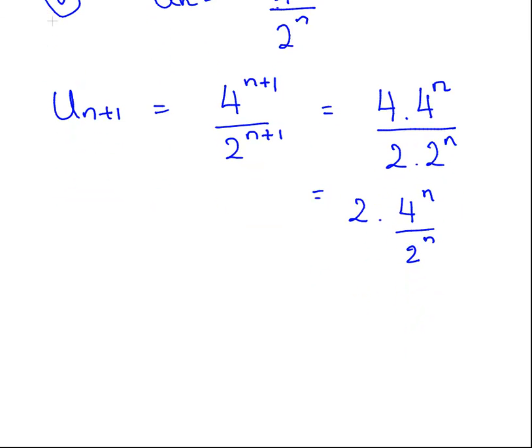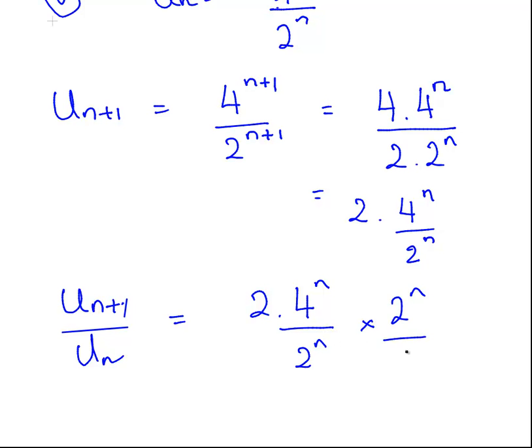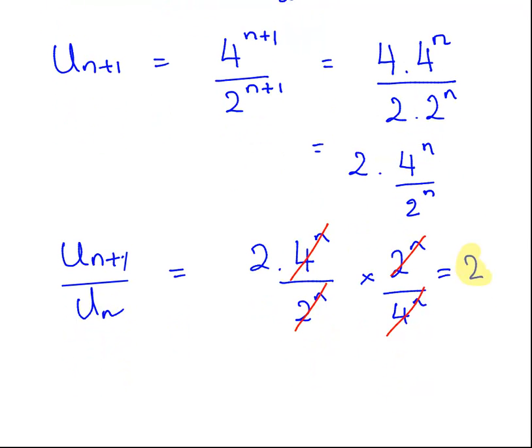Okay, so you see here pretty quickly, the ratio is going to work out very quickly. u of n plus 1 divided by u of n is equal to 2 times 4 to the n over 2 to the n, and we can invert u of n, invert and multiply. 2 to the n cancels out with 2 to the n, 4 to the n cancels out with 4 to the n, so we're just left with 2. So it looks harder than it is. This sequence, if you start at 1, is just 2, 4, 8, 16, and so on. Okay, moving on to the next one.